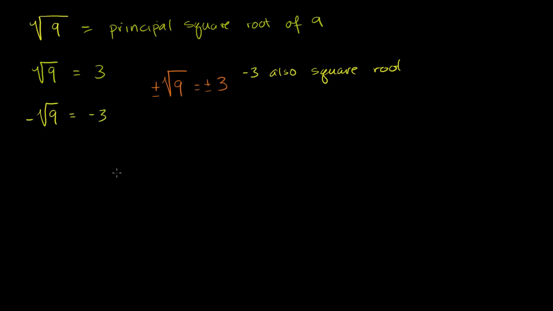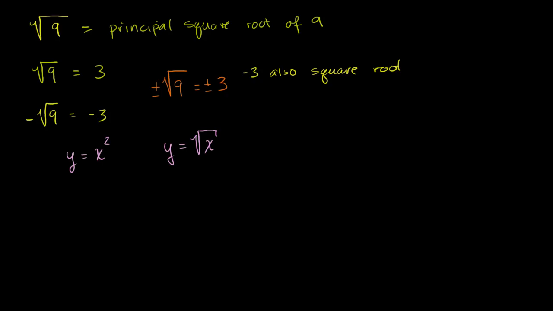So with that out of the way, what I want to talk about is the graph of the function y is equal to the principal square root of x, and see how it relates to the function y is equal to x squared. And then if we have some time, we'll shift them around a little bit and get a better understanding of what causes these functions to shift up, down, or left and right.